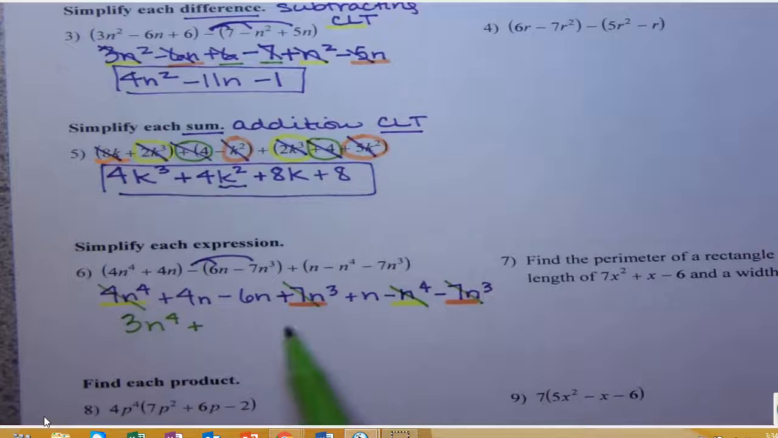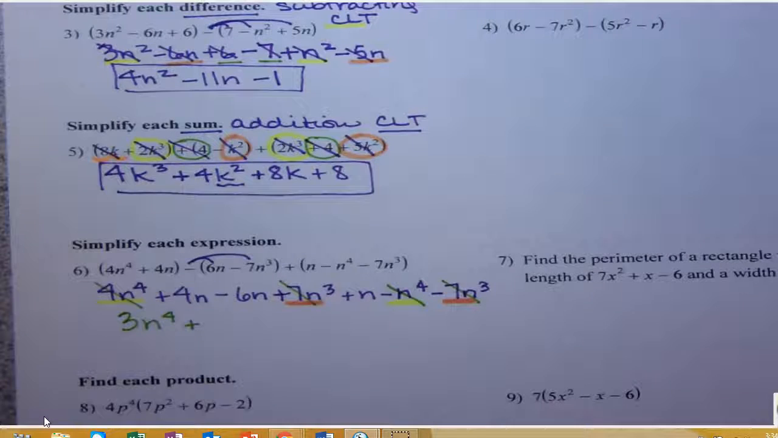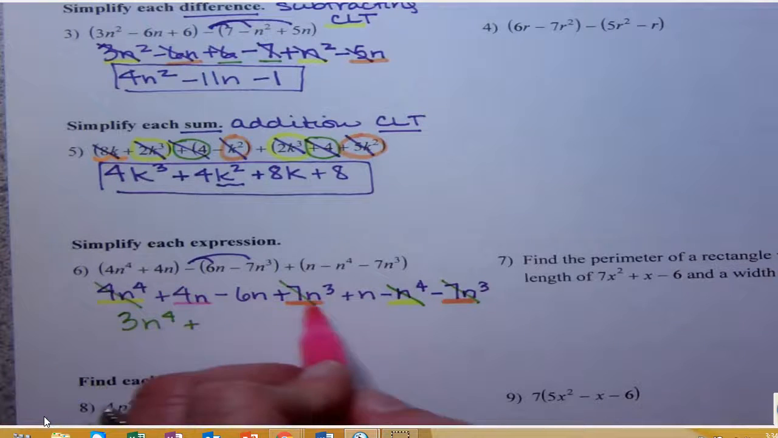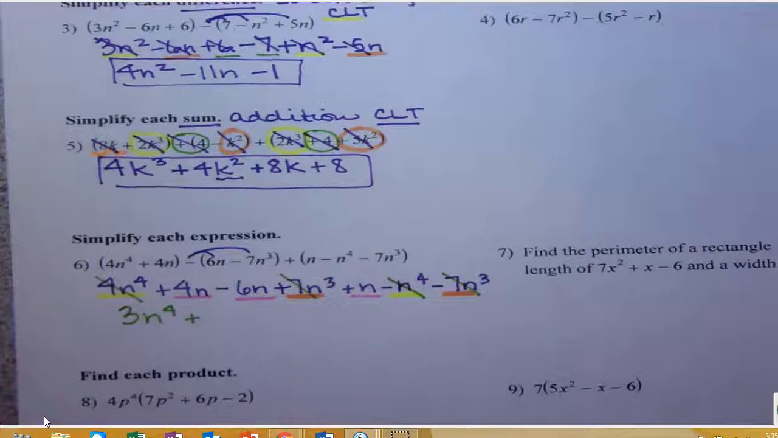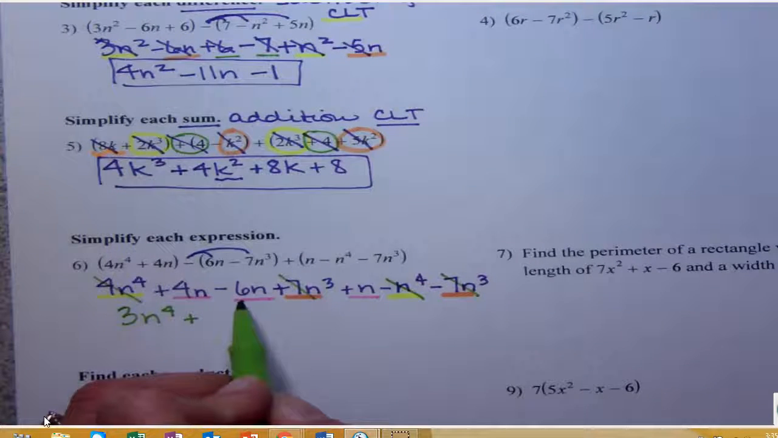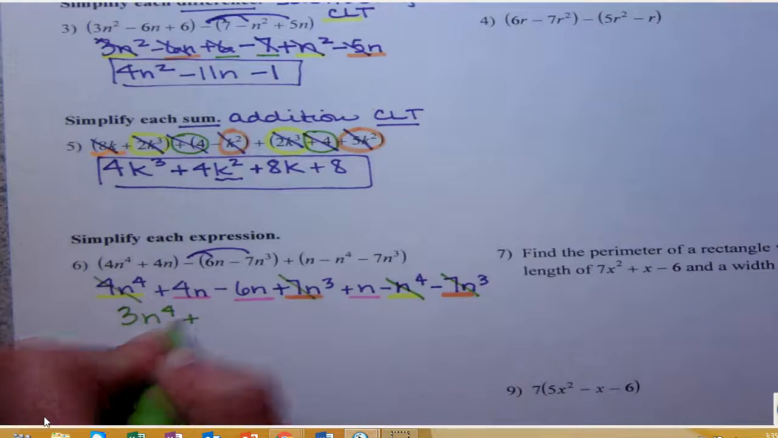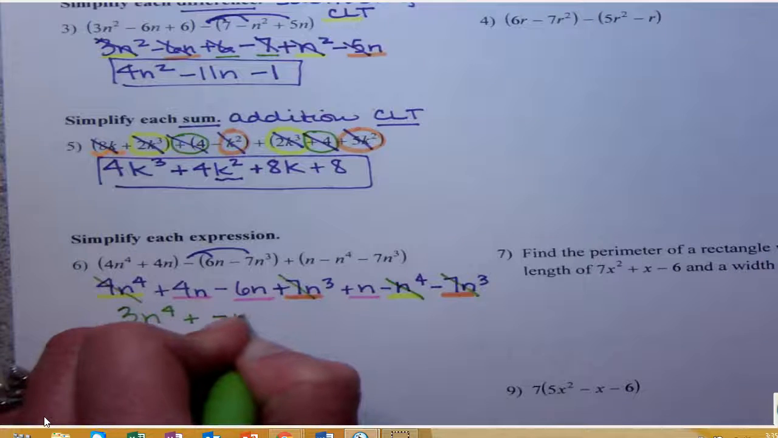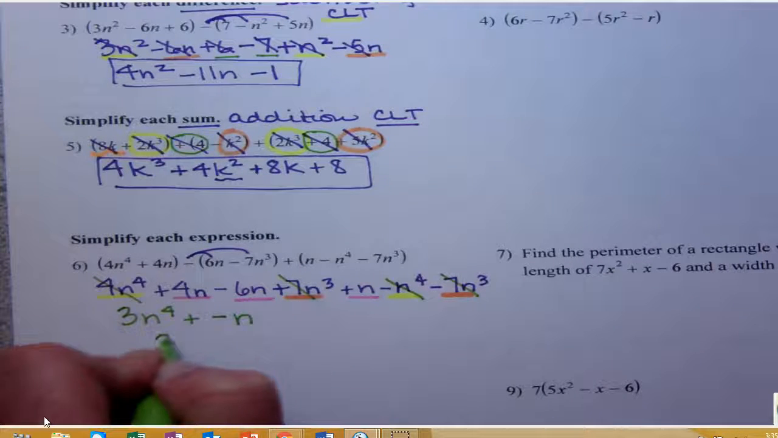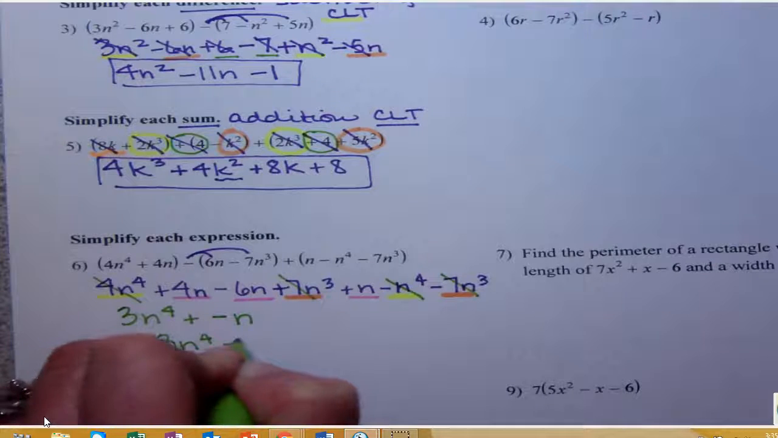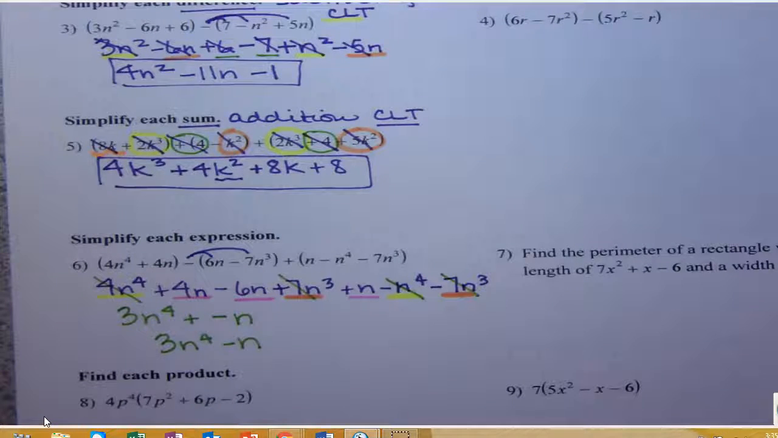So my next term would be n squared. I don't have any n squareds, so I don't have to worry about that. Then my last term is going to be n, oh, and I missed one, n. So when I combine 4n minus 6n, I get negative 2n plus n is negative 1n. So actually, I could just write negative n. So this should be 3n to the 4th minus n. Okay?